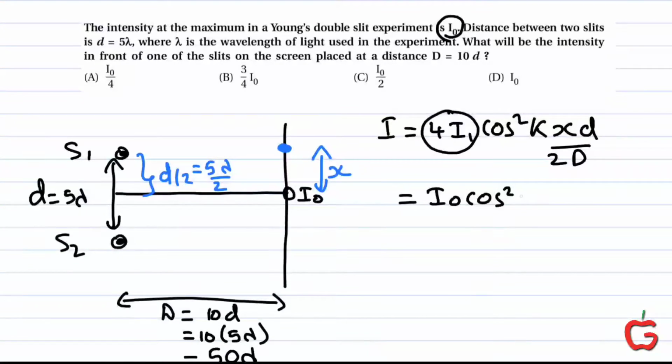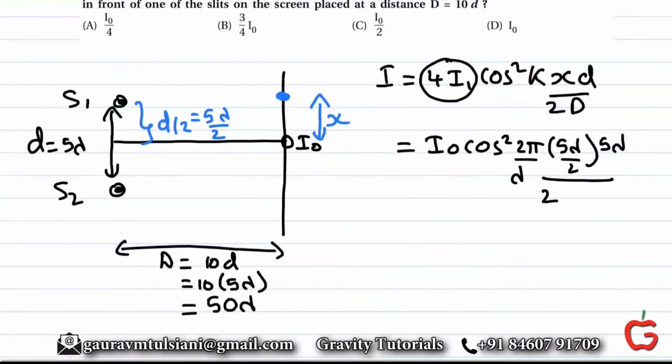Here k is 2 pi by lambda. x is d by 2, that is 5 lambda by 2. d itself is 5 lambda, and 2 capital D is 50 lambda. So this is capital D, which is 50 lambda here.